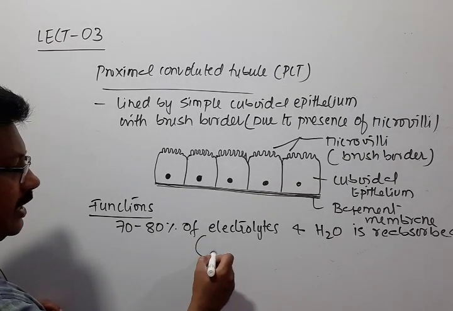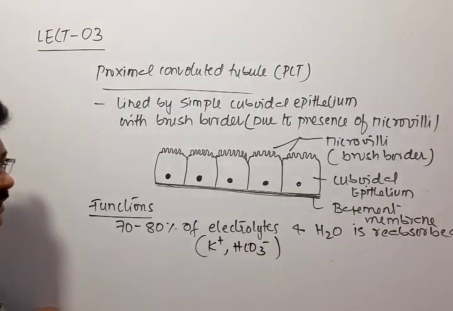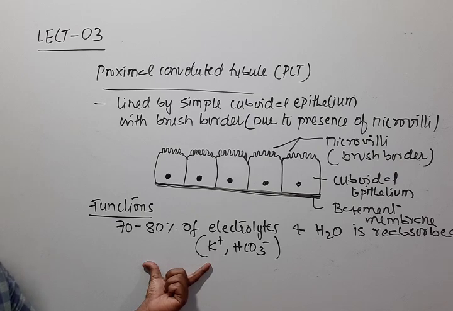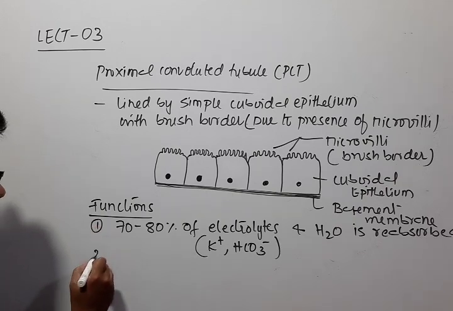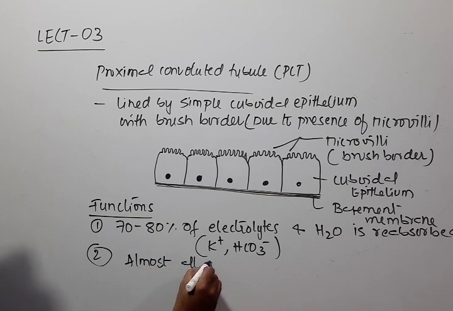The electrolytes like potassium, bicarbonates, etc., are the ones that will be reabsorbed back into the blood circulation. So this is one point. Then coming to the next point, almost all essential elements will also be reabsorbed.